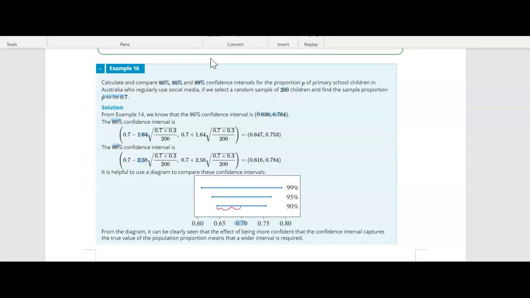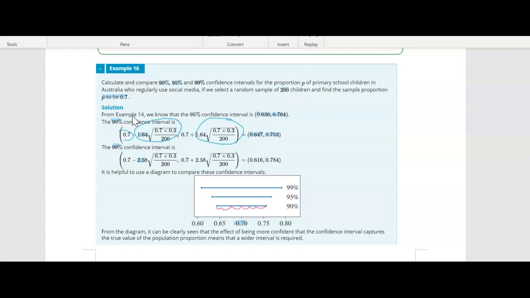Okay, so this bit here and this bit here. So you can see, where are we? 90%. We're going from 0.647 to 0.753. So you can clearly see that on the scale. But the distance from the mean, 0.7, is this part here. All right, so 1.64 times your standard deviation. So we're subtracting that from your mean, and then we're adding it to your mean. Okay, so that is basically what it means.